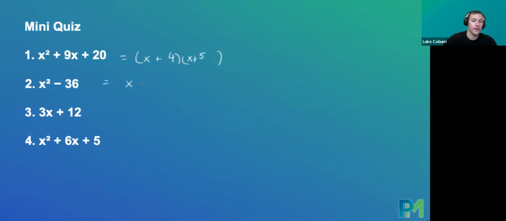So then x squared minus 36. Well, 36 is a perfect square. x squared minus 6 squared, x minus 6 by x plus 6. This one here, 3x plus 12, so no squares, no trinomial. This is just going to be a common factor, 3 of x plus 4.